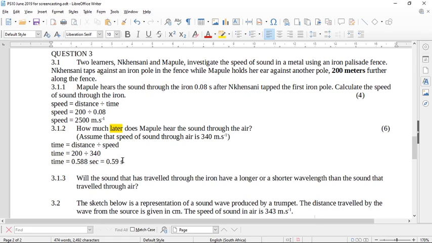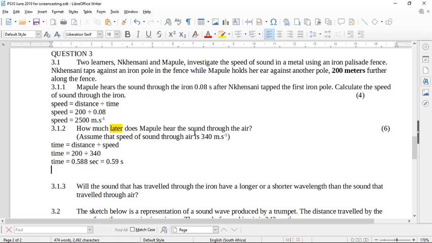In 0.59 seconds, the sound traveled through the air. But it took 0.08 seconds through the iron. So how much later? We have to say it is 0.59, which is the maximum time, minus, because this is in the air, minus the sound in the metal, and so you end up with 0.51 seconds. No unit, no mark. So that's where the extra marks in this question come from. They come from knowing that you must first calculate it through the air and then subtract the two.